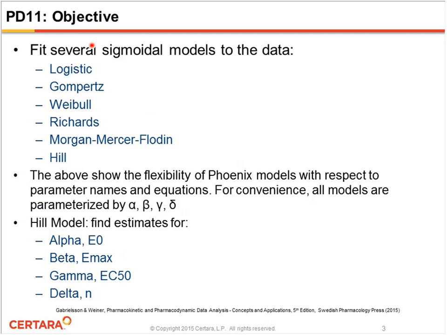So the different sigmoidal models that are selected start with the logistic model, Gompertz, Weibull, Richards, Morgan Mercer Flodin, and Hill. These sigmoidal models show the flexibility of Phoenix models with respect to parameter names and equations. For convenience and comparison, all of these models will be parameterized by alpha, beta, gamma, and delta. And of course, with the Hill model, these are referred to as E0, Emax, EC50, and N.